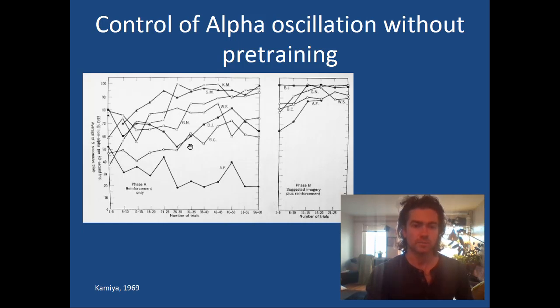an individual participant. And aside from this participant AF, you can see that all of the other participants tend to go in an increasing trajectory. So they tend to get better and better at suppressing the alpha state.